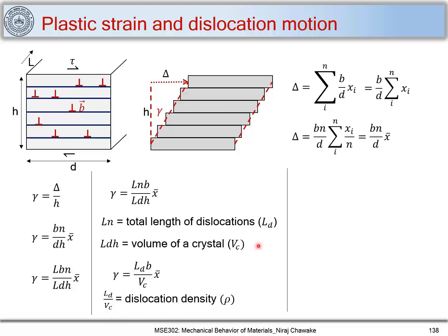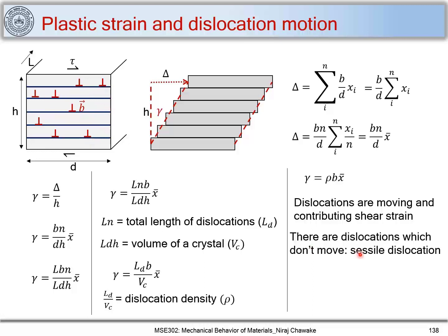And I can replace LD upon Vc by dislocation density times Burgers vector into an average glide distance for dislocations. So as we can see, these dislocations are moving and contributing to shear strain, and we are considering that all dislocations are moving and contributing to shear strain. But there are dislocations which don't move in a crystal and they remain sessile. These dislocations which don't move and don't cause a plastic strain are called sessile dislocations.